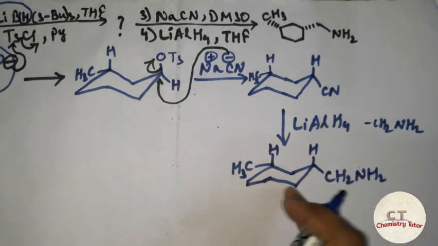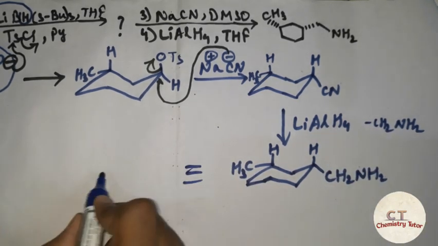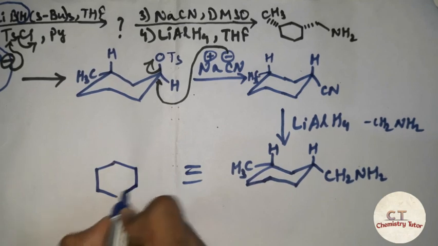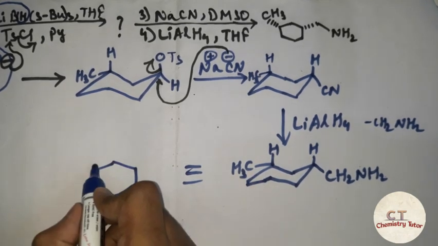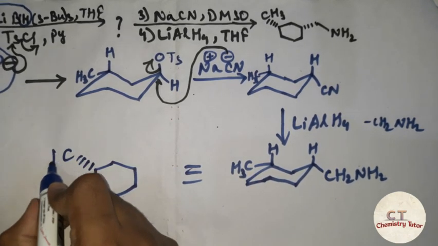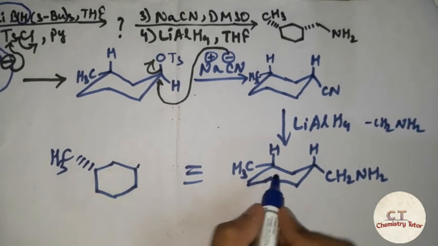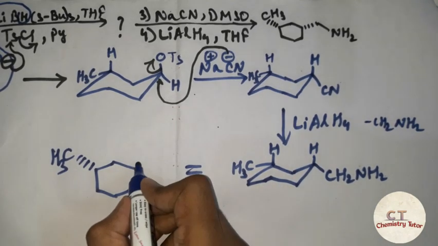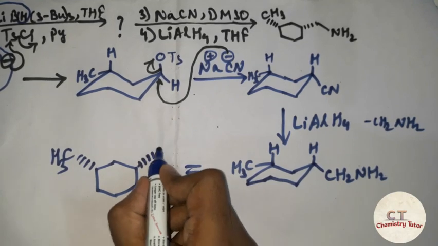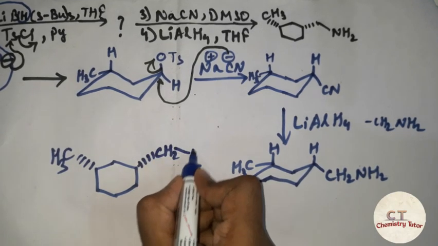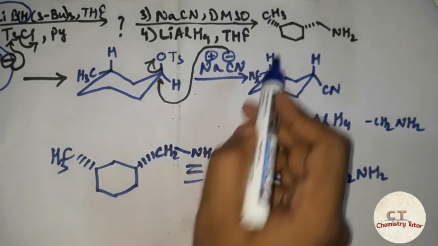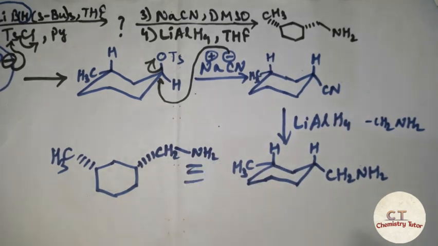Now we can write it like this, since CH3 is below the plane, and this one is also below the plane, 1 2 3, 1 2 3 below the plane, the carbon is below the plane, CH2, and then NH2. So this is the final product we have got.